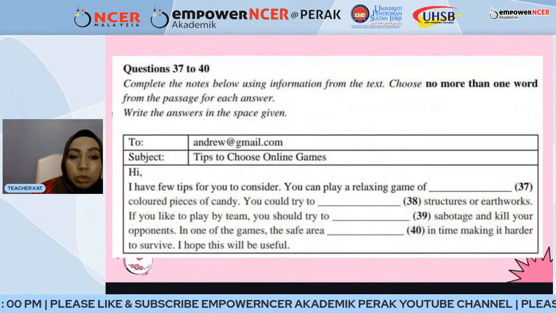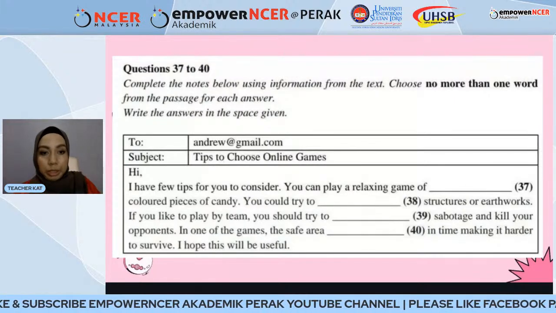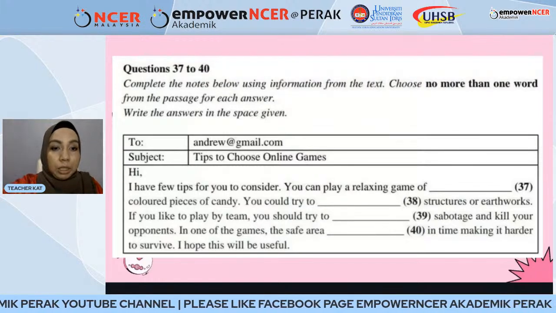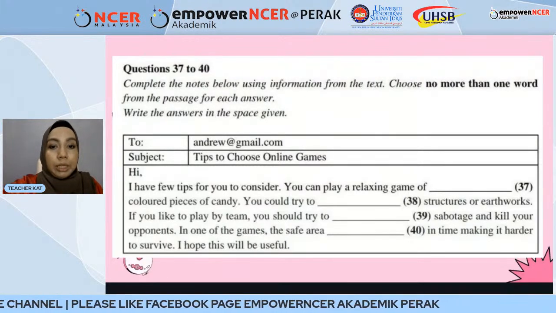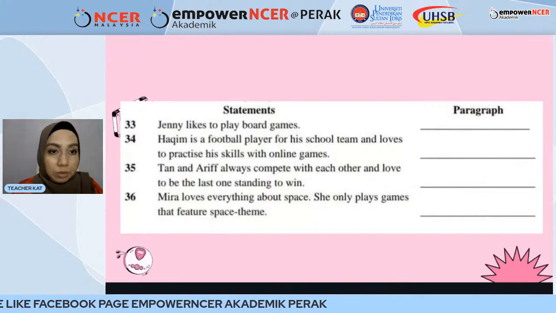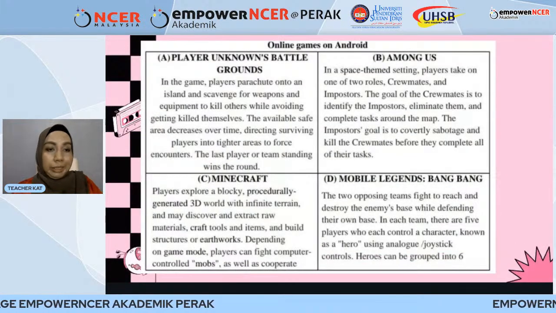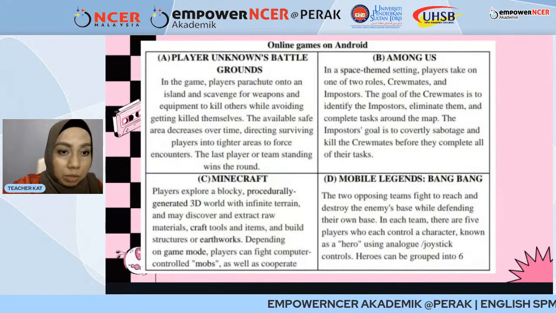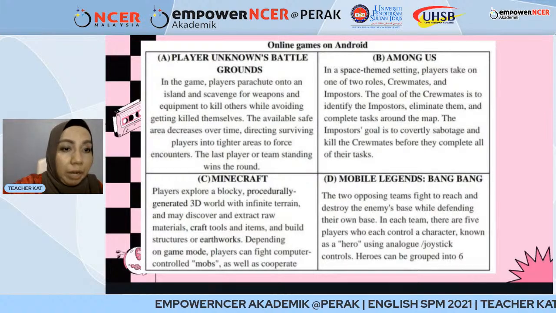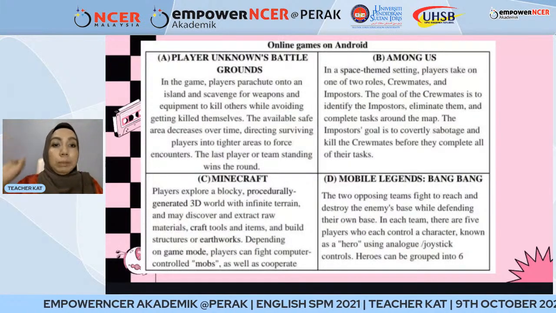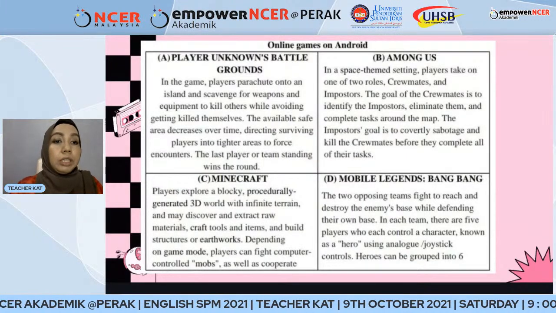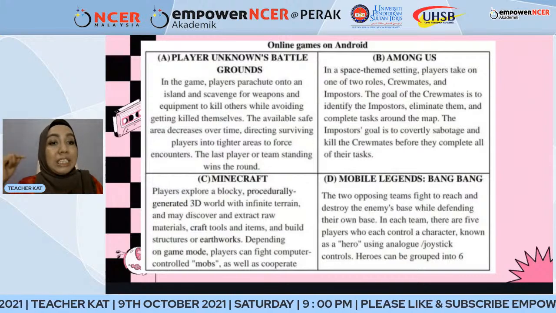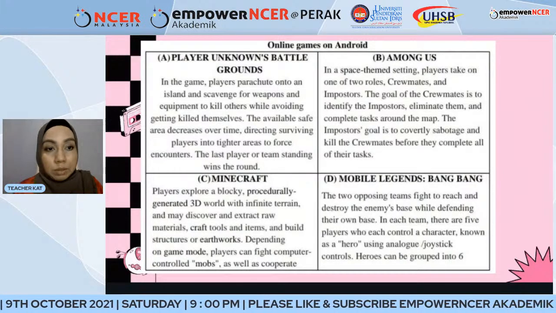In one of the games, the safe area, blank in time, making it harder to survive. We look at the clues, the safe area, and then blank in time. Try to find the answer. The answer is actually in PUBG here. But look at the safe area. Where can we find the safe area? The available safe area decreases. So the blank comes after the words safe area. So what is the word? Decreases.